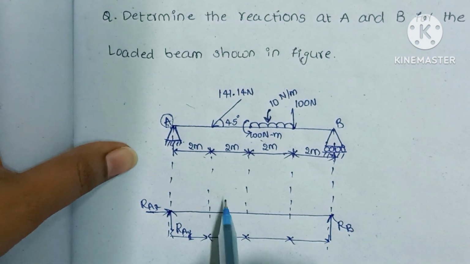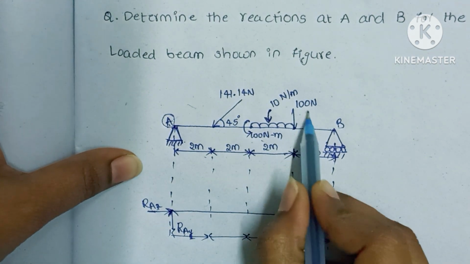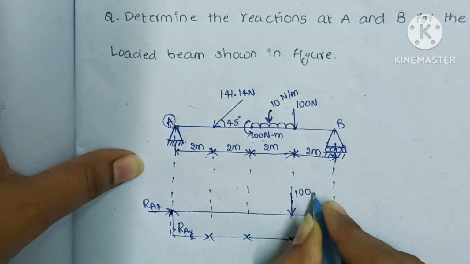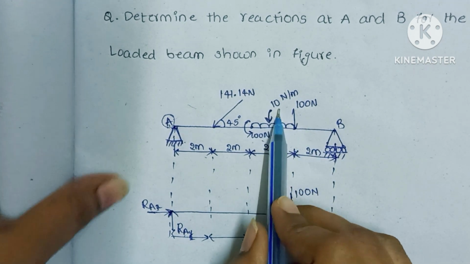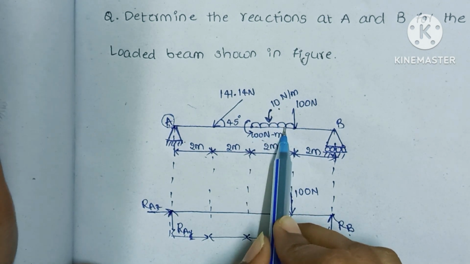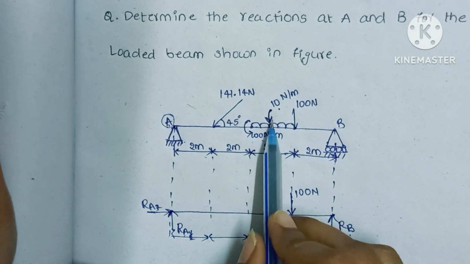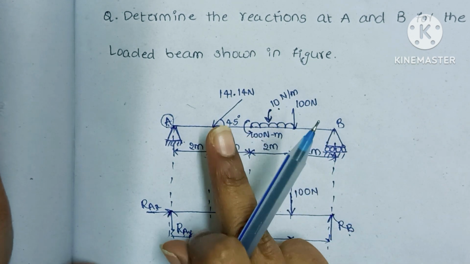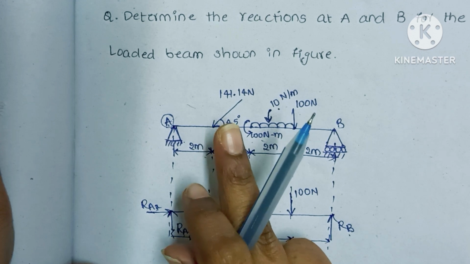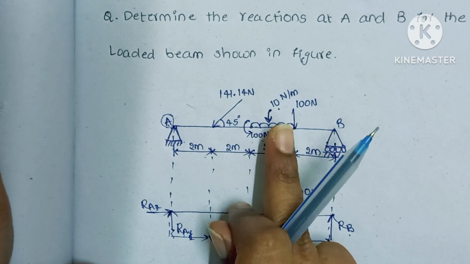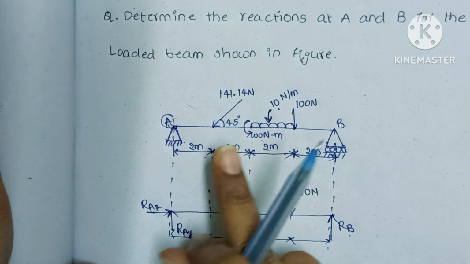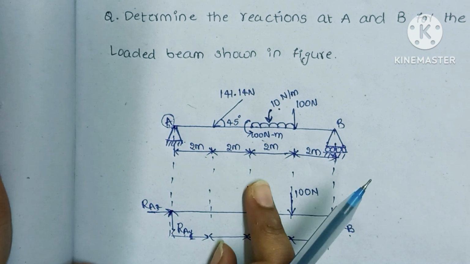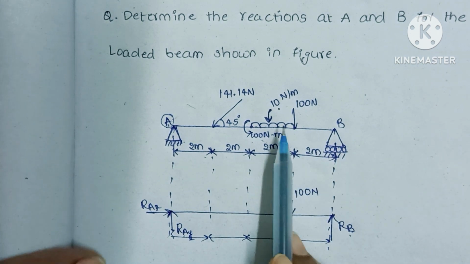Next, here we have only one vertical downward force, so I am writing a downward force of 100 newtons. Here we have a uniformly distributed load. We know how to convert a uniformly distributed load into a point load, which I explained in the previous classes. Whoever did not watch those classes, please visit them, then only you can understand how to convert a uniformly distributed load or uniformly varying load into a point load. I will also explain it here once.